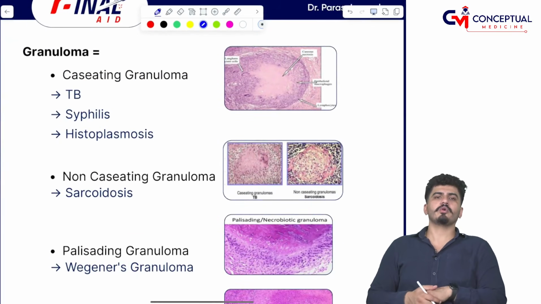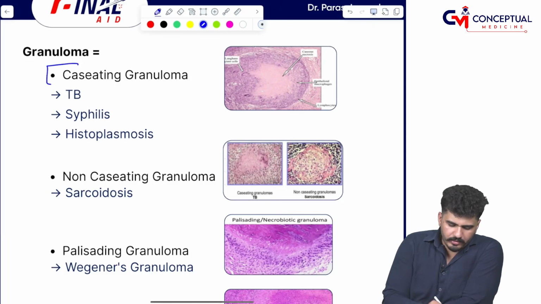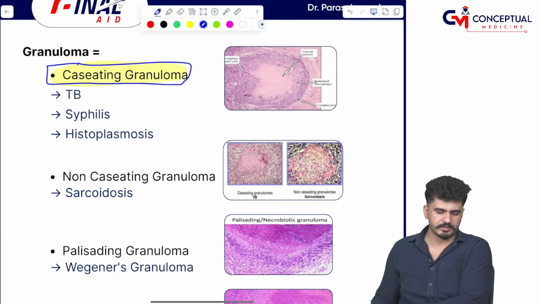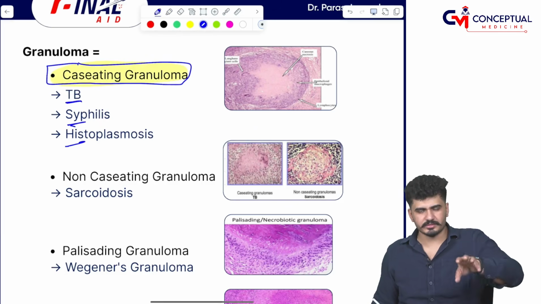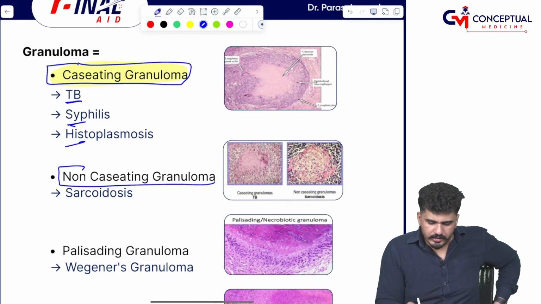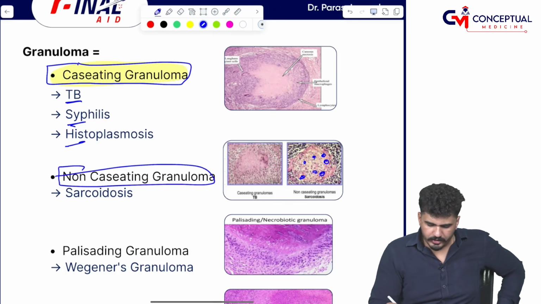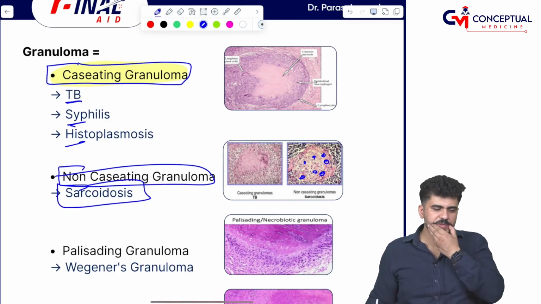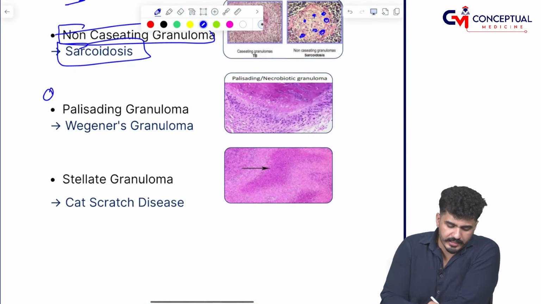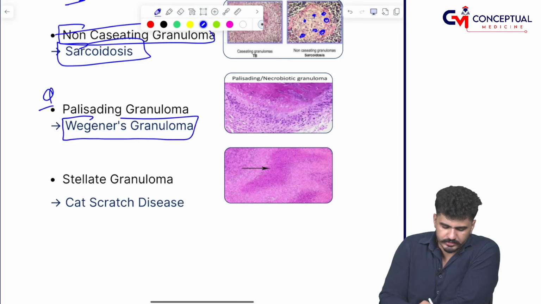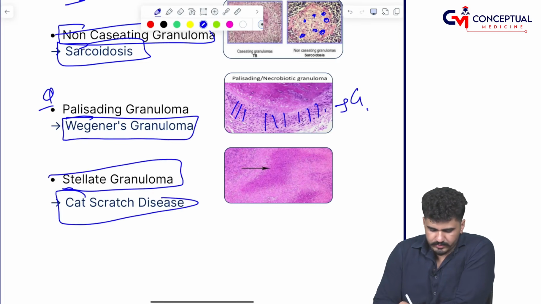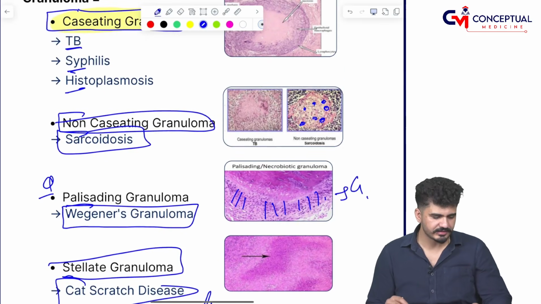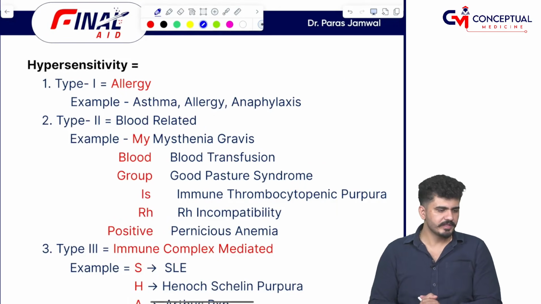Now let's talk about the granulomas. First of all, caseating granuloma. The first granuloma which we have to talk about is caseating granuloma. This is seen in TB, syphilis and histoplasma. Like caseous necrosis, this is caseous granuloma. Non-caseating granuloma is seen in sarcoidosis. Palisading granuloma, you will see a palisading pattern right here, like a seashore pattern. And stellate granuloma, you are going to see in cat scratch disease.